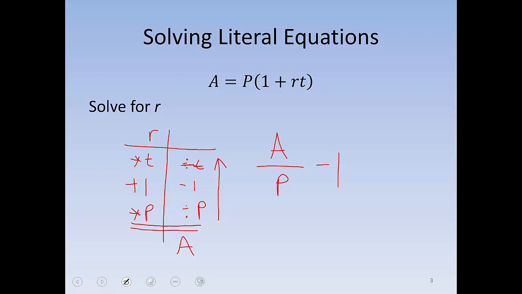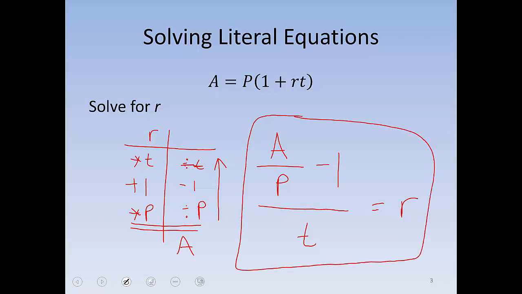Okay, so now I've got this kind of really ugly looking formula, and we can leave it like this for right now. We also could find a common denominator in the numerator and maybe simplify this a little bit better, but we can leave it right here for right now. So this is what r equals if we were to solve for r.